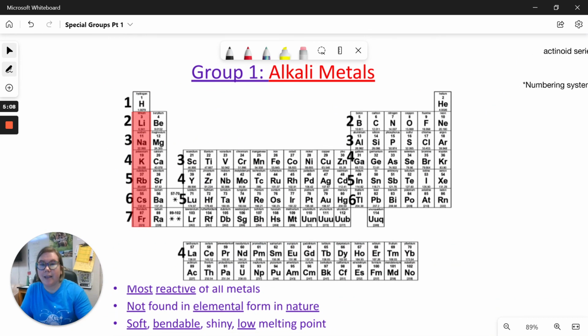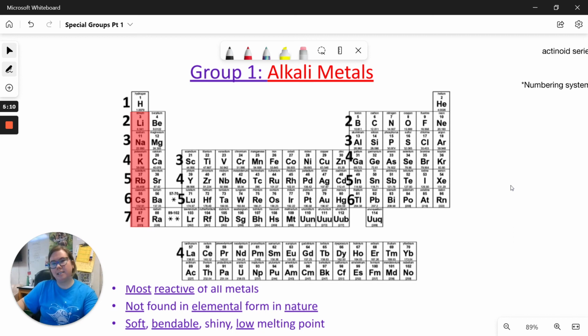But now let's take a look at some of those special groups that we mentioned. The first one is group number 1, and that is the alkali metals. These are the most reactive of all the metals. We'll actually do a cool demonstration with this later this year. They're not found in elemental form in nature because they react with stuff. So we find these elements bonded to other elements. They're very soft, very bendable, shiny, and they have a low melting point. It's relatively easy to melt these things.